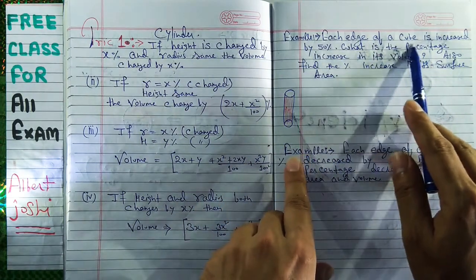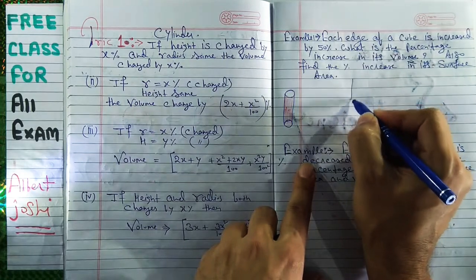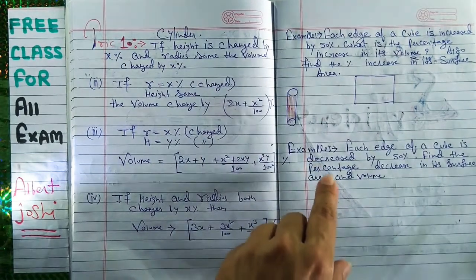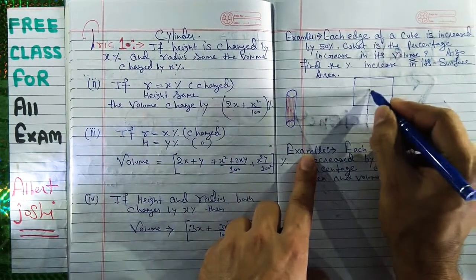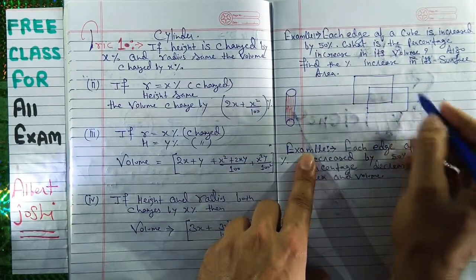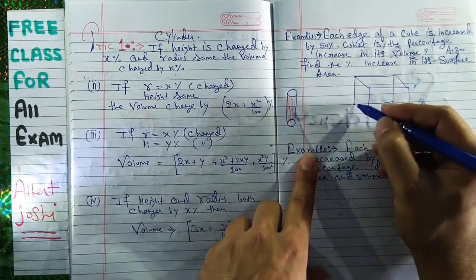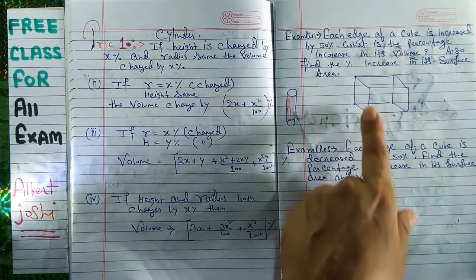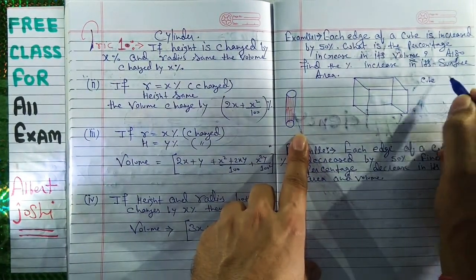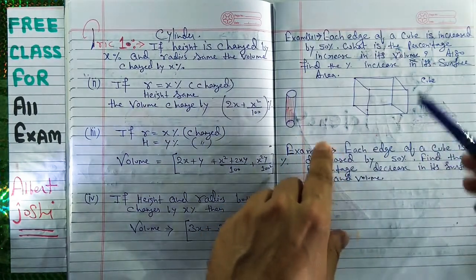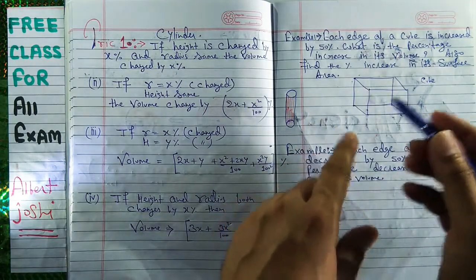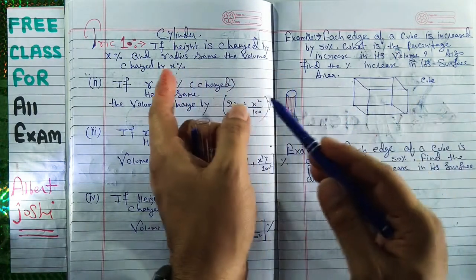Each edge of a cube. What is a cube? If the four sides of a square are the same, and suppose this is also a square and this is also a square, all the sides are the same, and we have done like that. So this shape is called a cube. In the cube, all sides are the same. This side also the same, this side also the same, but this is 3D. Okay, so this cube is made with the help of squares.